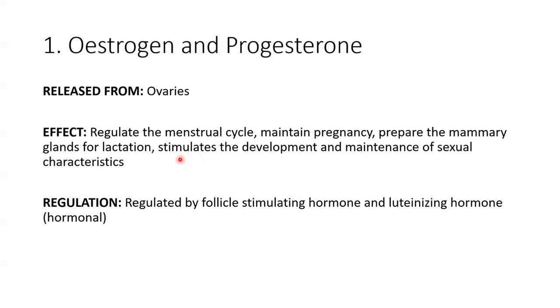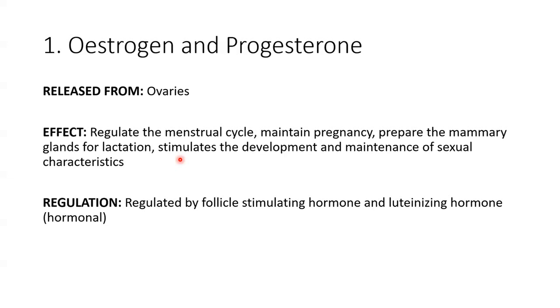So these are two of our female sex hormones, which along with follicle stimulating hormone and luteinizing hormone regulate things like the menstrual cycle. They help maintain pregnancy. They help prepare the mammary glands for lactation. They also promote things like the enlargement of breasts and the widening of hips at puberty, and then help maintain these secondary female sex characteristics. So what a stereotypical female looks like.